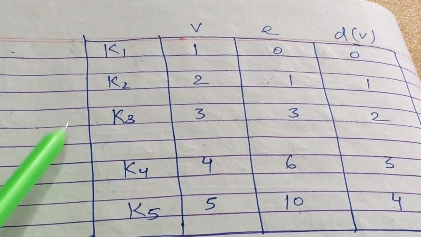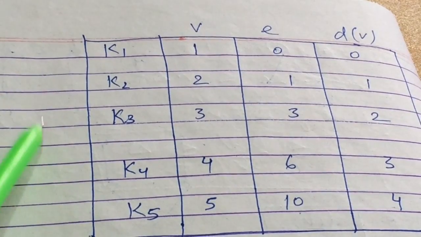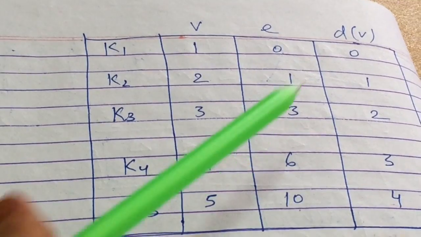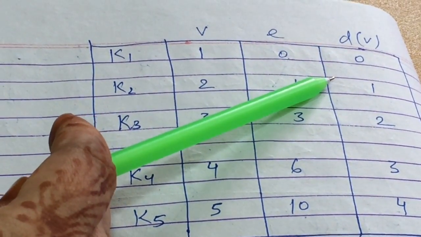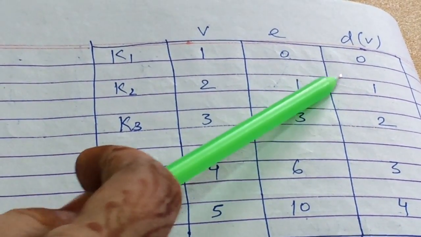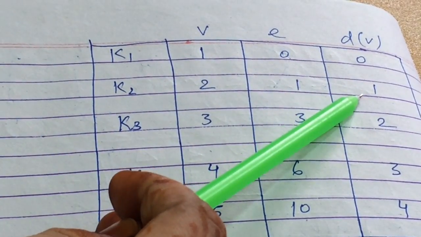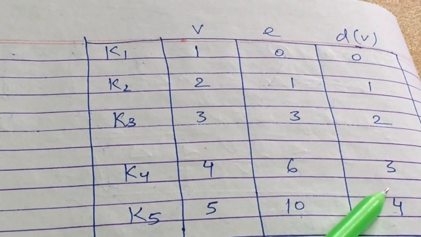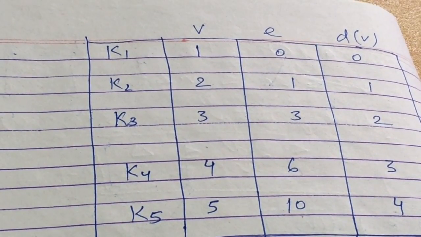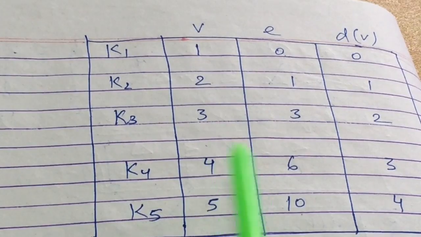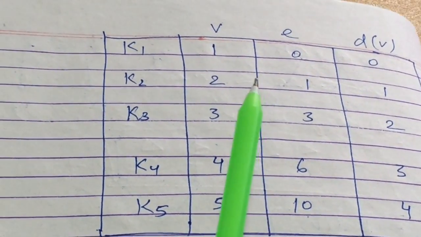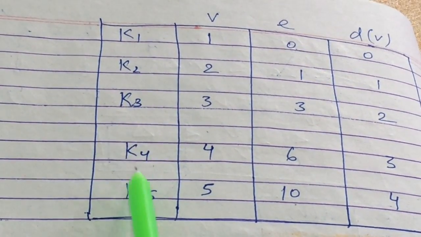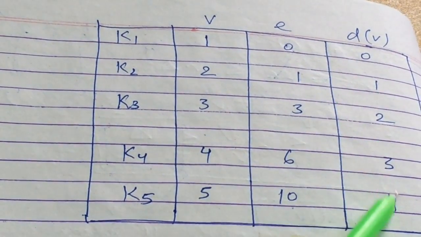You can count. I have drawn the graphs just now, so you can count there how many edges are there. And the degree of each vertex: in K1 the degree of the vertex is 0, in K2 each vertex has degree 1, in K3 degree 2, in K4 degree 3, in K5 degree 4. So what do you see about the degree? Degree is 1 less than the number of nodes. Here the numbers of nodes are 1 2 3 4 5, degrees are 0 1 2 3 4.